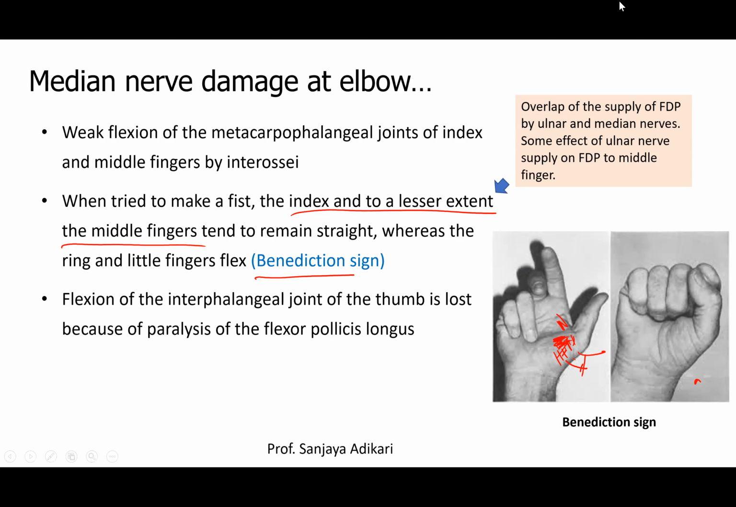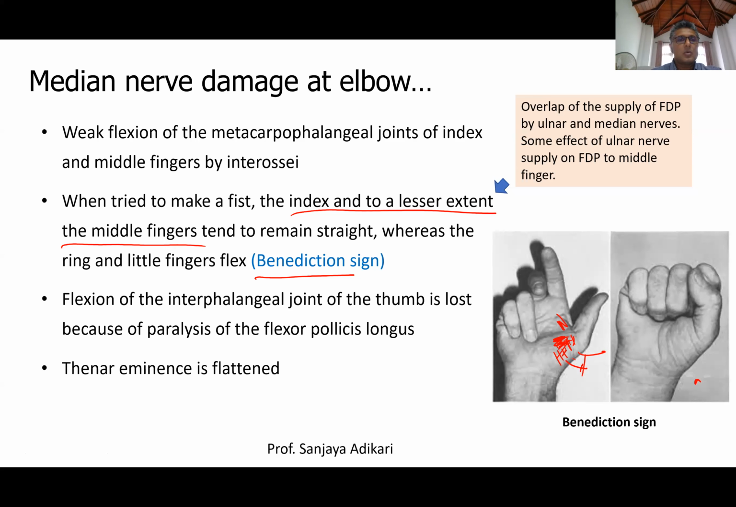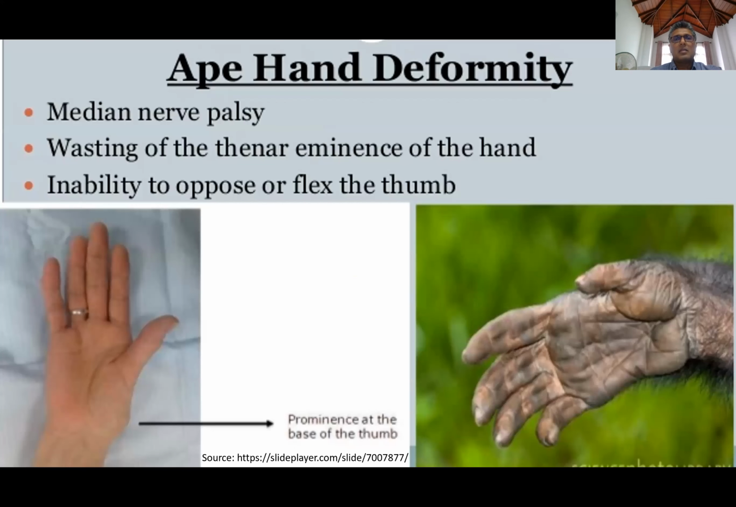Thumb will be extended and adducted like this. Extended and adducted. So this is how you see it. You cannot oppose the thumb to the fingers because the opponens pollicis and other muscles are gone here. So this is called ape hand. It's the hand of an ape. You cannot oppose with the fingers and the thumb is kept on the side, extended and adducted, because the thenar muscles are affected here. Adductor pollicis is not affected. I think it's clear to you.